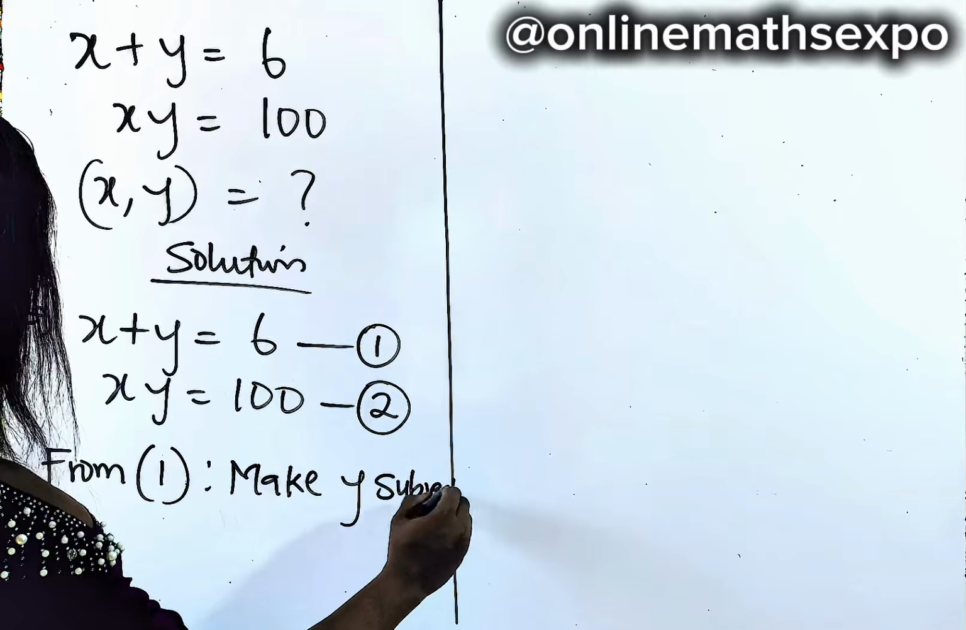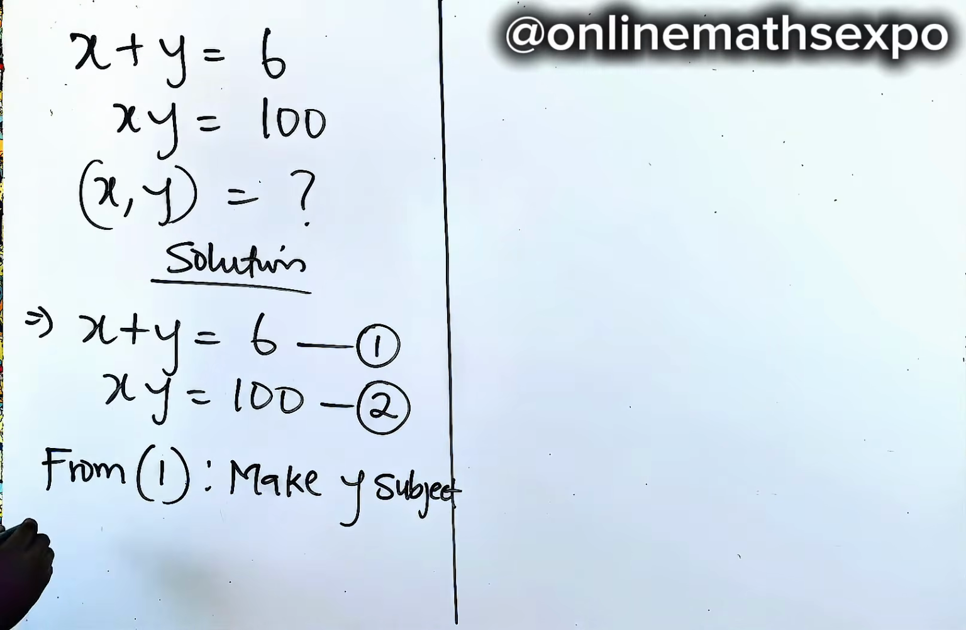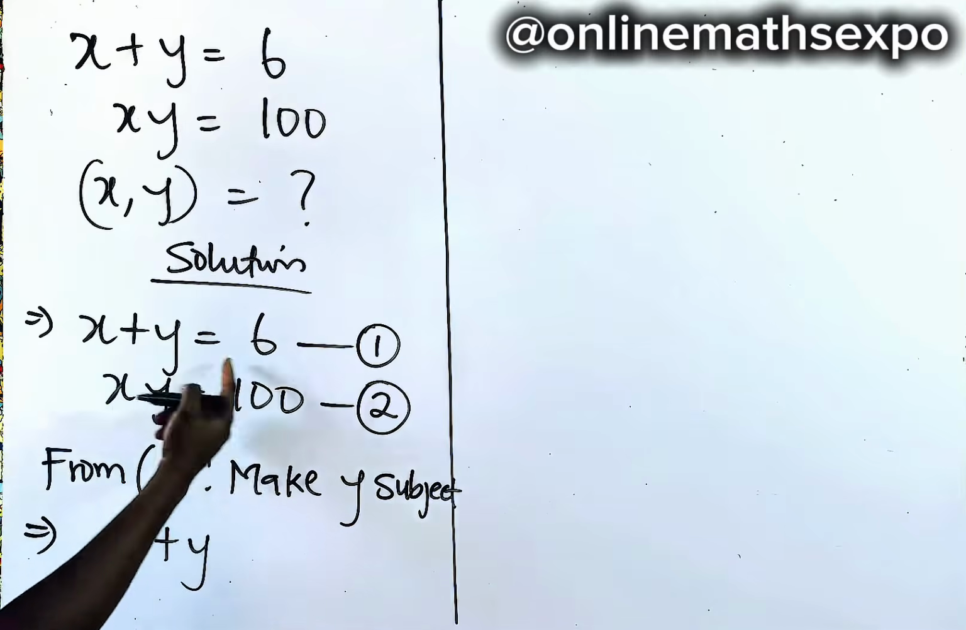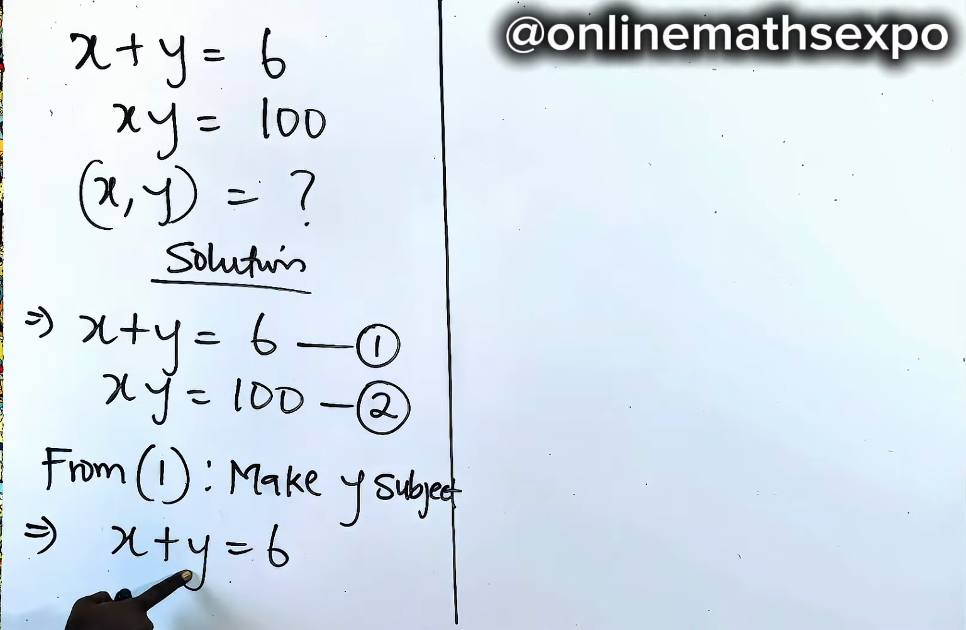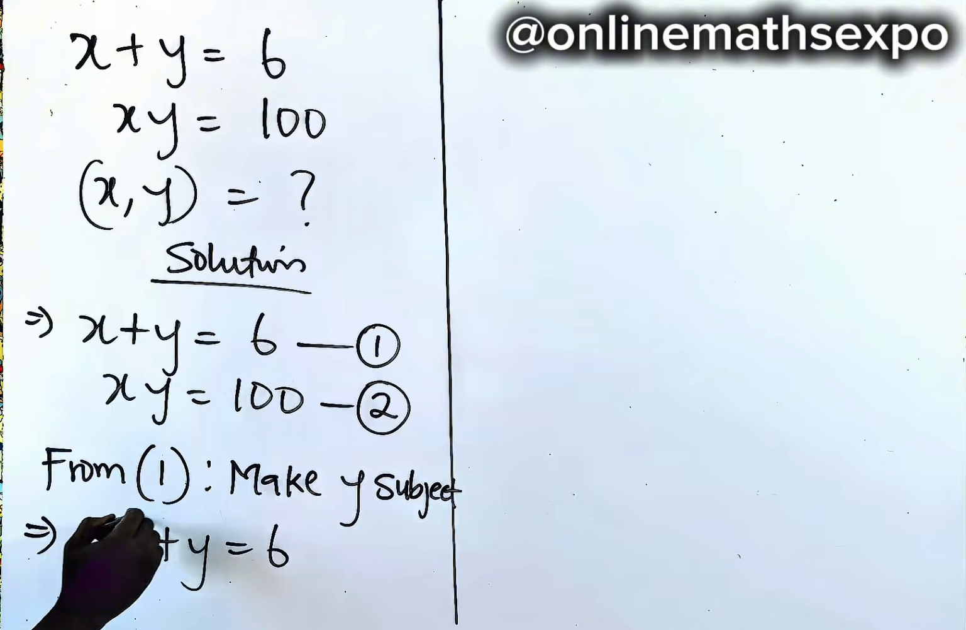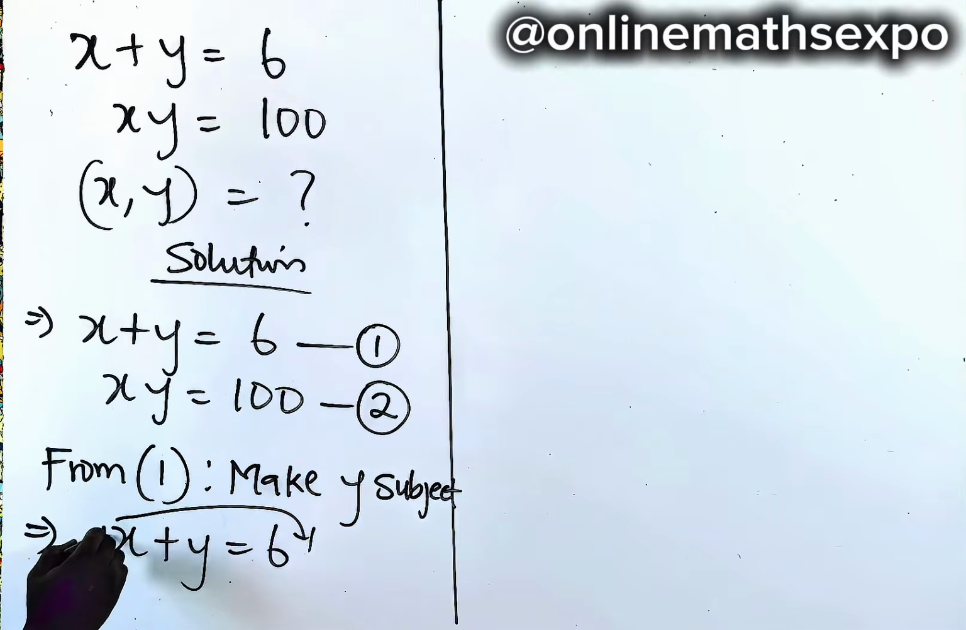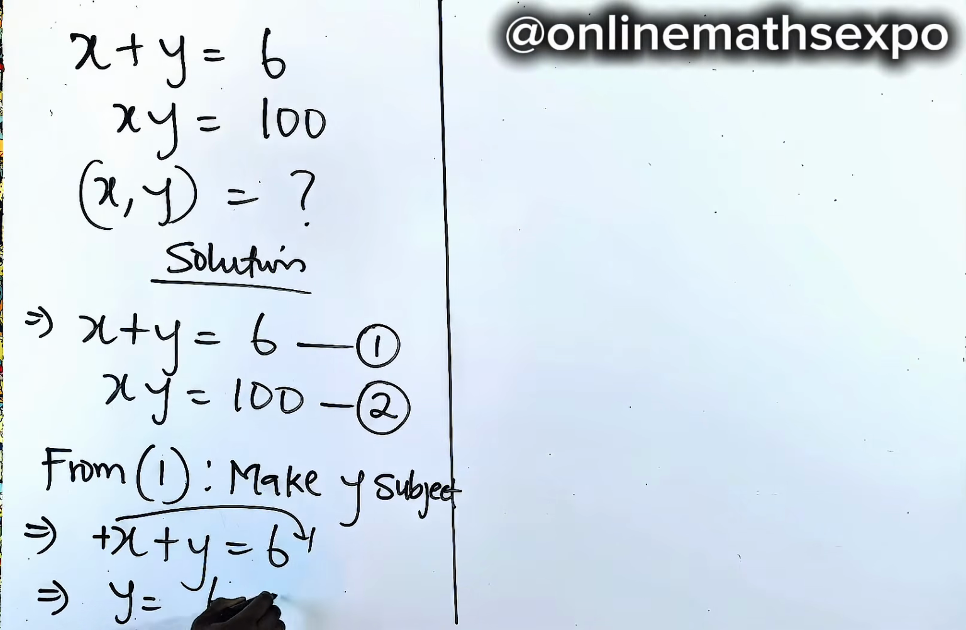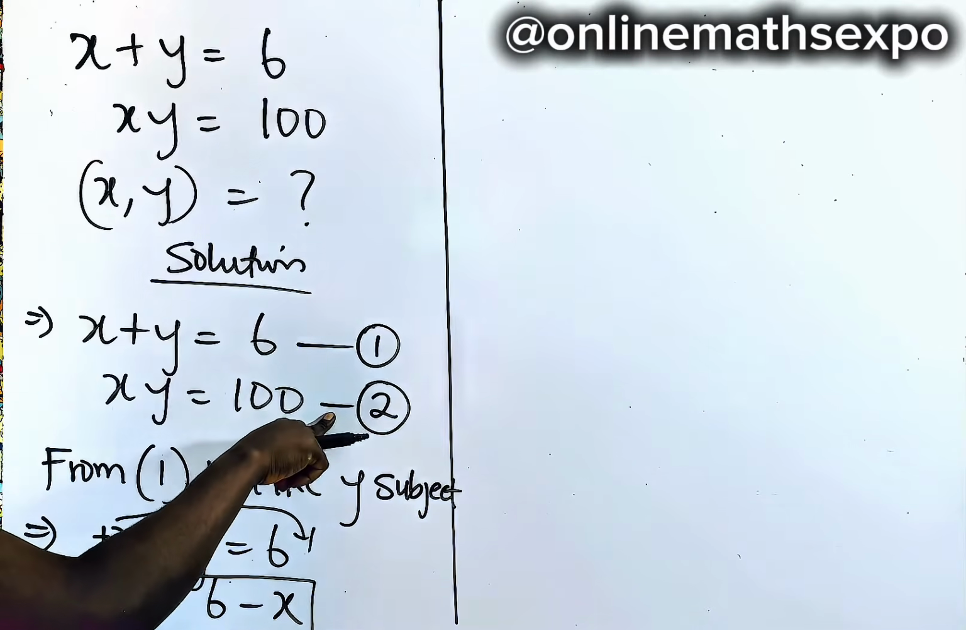So if you do that, x plus y is equal to 6. If you are making y the subject, we take x to the right side. It's positive, so you are subtracting from both sides. So y will give us 6 minus x. This is our y value. Let's plug this y value into equation 2.